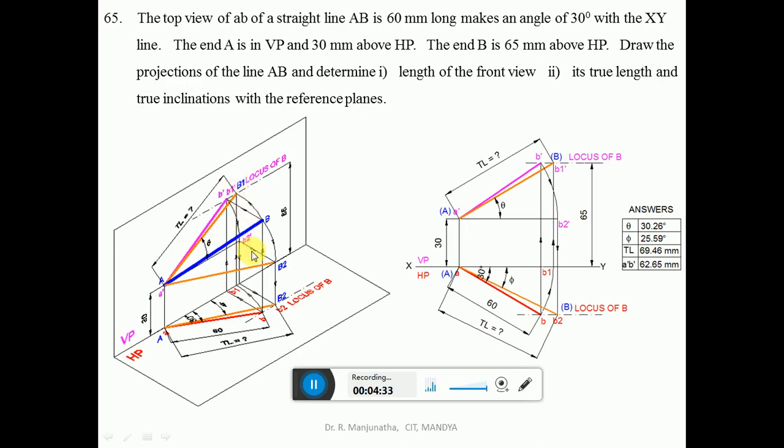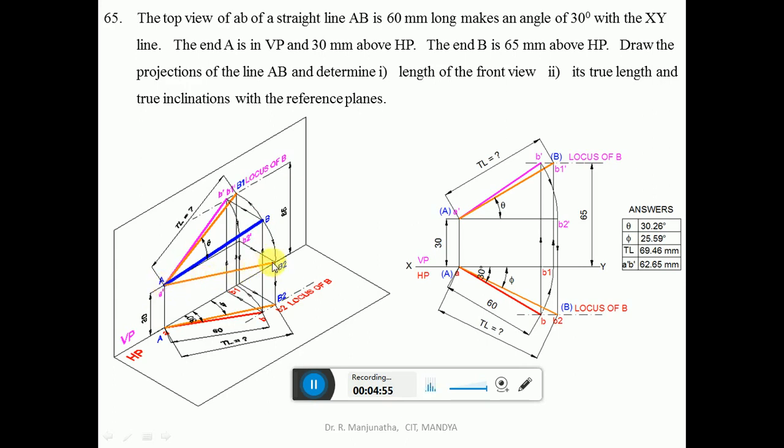Now similarly, we need to find out the true length in the horizontal plane. To do that, with A as center, take AB as the radius. When you rotate such that A is above HP by 30 mm, B2 is also above HP by 30 mm. So with A as center, take the radius of AB, rotate such that B is also above HP by 30 mm. So you are going to get this AB2.